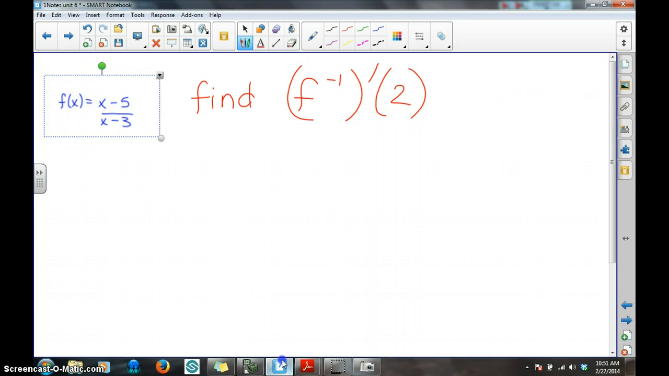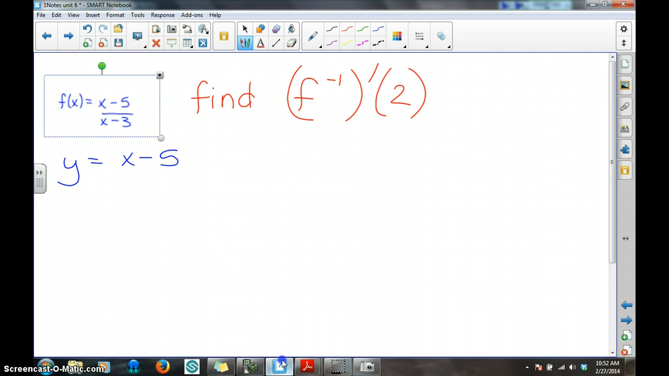Now they can do that in a whole bunch of different ways. The inverse and the prime may be outside the entire function, but you're going to end up seeing both of those notations. There's an inverse notation there, there's a prime notation there. So that means they want you to both invert and derive. Plug in a 2.